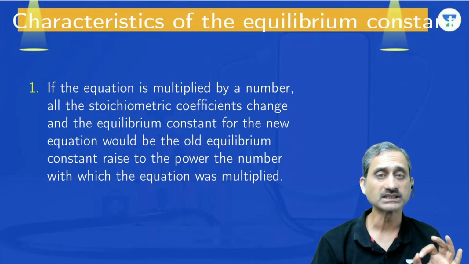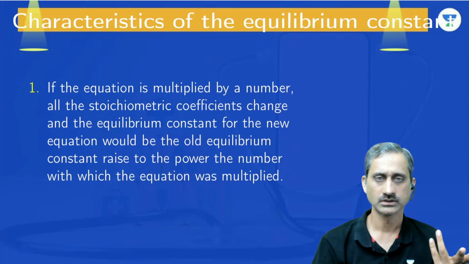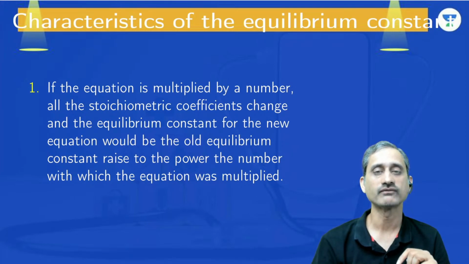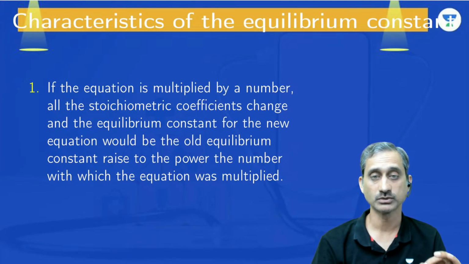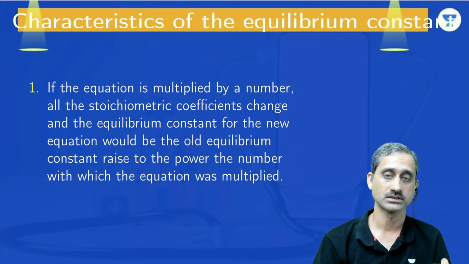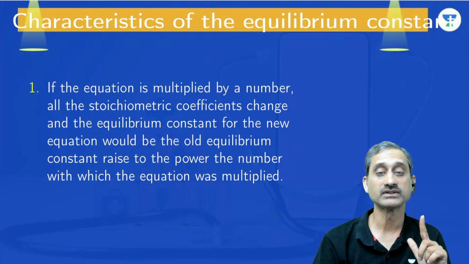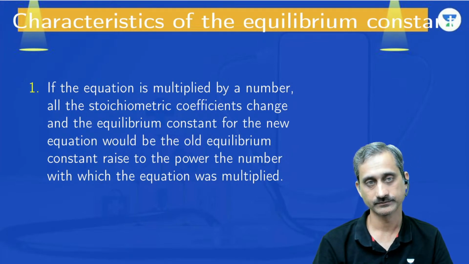If the equation is multiplied by a number, any number, all stoichiometric coefficients change, and the equilibrium constant for the new equation would be the old equilibrium constant raised to the power of the number with which the equation was multiplied.